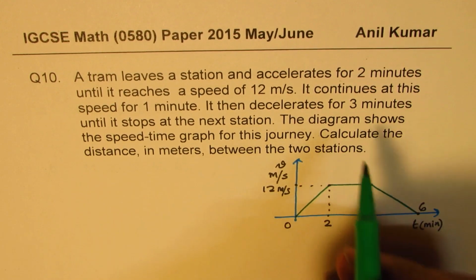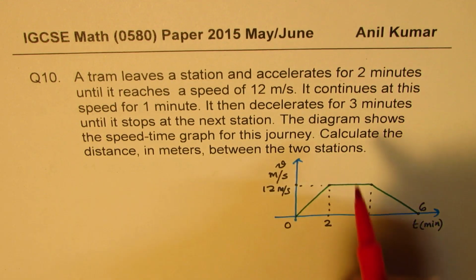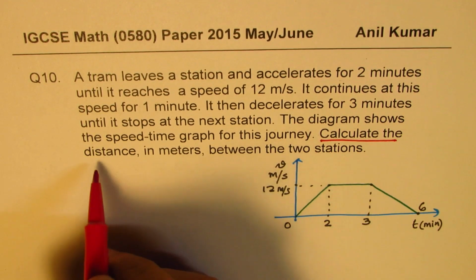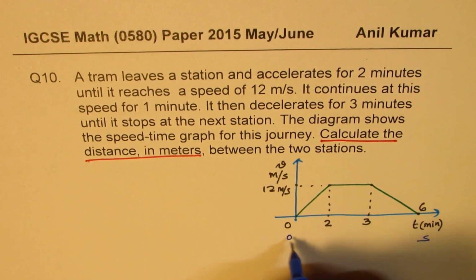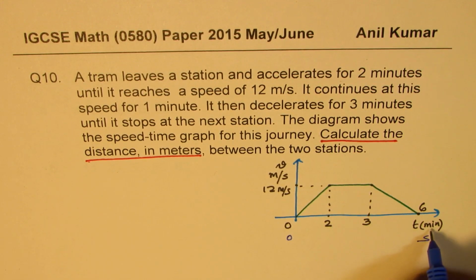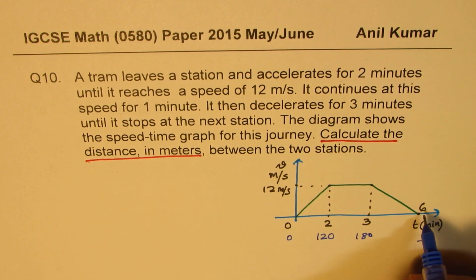Now what do you need to calculate? You need to calculate the distance in meters, right? Distance in meters you need to calculate, correct? So what we should do here is, since we have velocity in meters per second and time in minutes, it is a good idea to write this time also in seconds, right? So in seconds, we have to times by 60, right? So 120, 180, and 60 times 6 is 360. Is it okay? So basically, that is what we get.